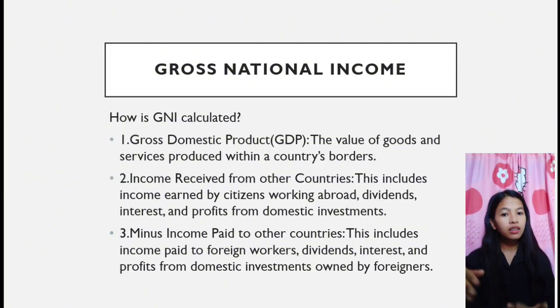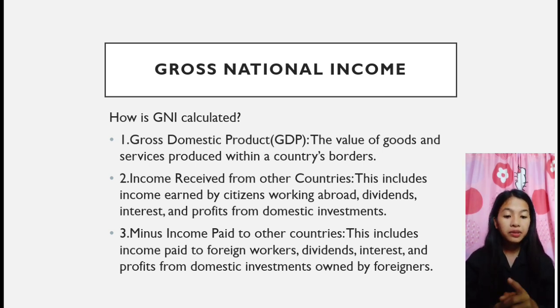How is the gross national income calculated? First is the gross domestic product. The gross domestic product is the value of goods and services produced within a country's border, within our country only, not outside. It is the value of the goods and services produced within the country.